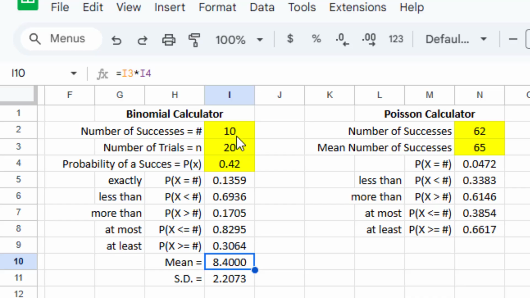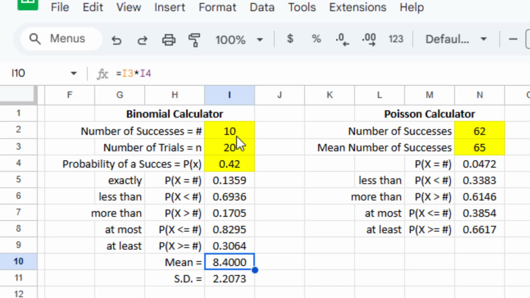The last two things are the mean and the standard deviation. Well, the mean of a binomial distribution is very easy to calculate. In fact, you really wouldn't even have to do this because it's so easy to do in your calculator. It's just simply n times p. But you might as well set it up so it always does it for you. So we just click on I3 asterisk I4, because that gives us n times p, and we get a mean.